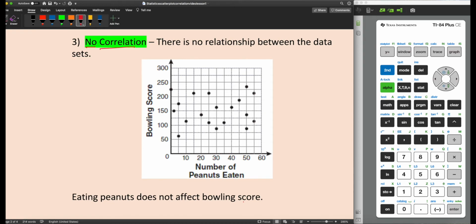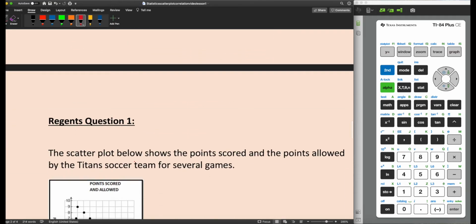So guys, that is basically it for your correlations. There's a positive correlation, everything trends upward. There's a negative correlation, everything trends downward. And then of course there is a no correlation. So now let's look at some Regents questions.